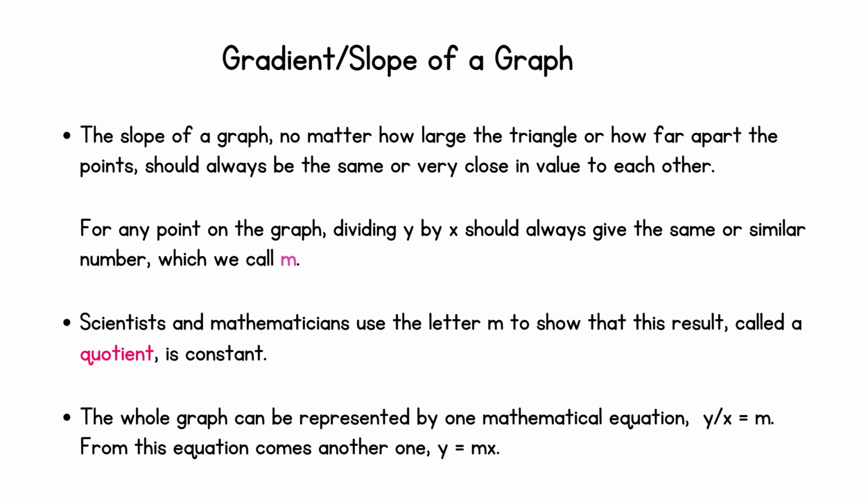Gradient or slope of a graph. The slope of a graph, no matter how large a triangle or how far apart points, should always be the same or very close in value to each other. For any point on the graph, dividing y by x should always give the same or similar number, which we call m. Scientists and mathematicians use the letter m to show that this result, called a quotient, is constant. The whole graph can be represented by one mathematical equation where y divided by x is equal to m. From this equation comes another one, y is equal to mx.